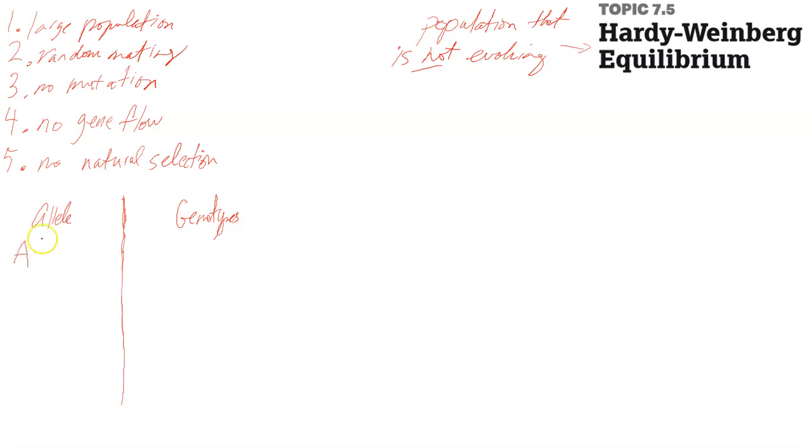big A is a dominant allele, which codes for maybe brown eyes or something. This is kind of the classic example. And little a over here codes for blue eyes. We're going to assume that this is just a single gene trait, and big A codes for brown eyes, little a codes for blue eyes. Each of these is an allele. Now, what genotypes does this give rise to?